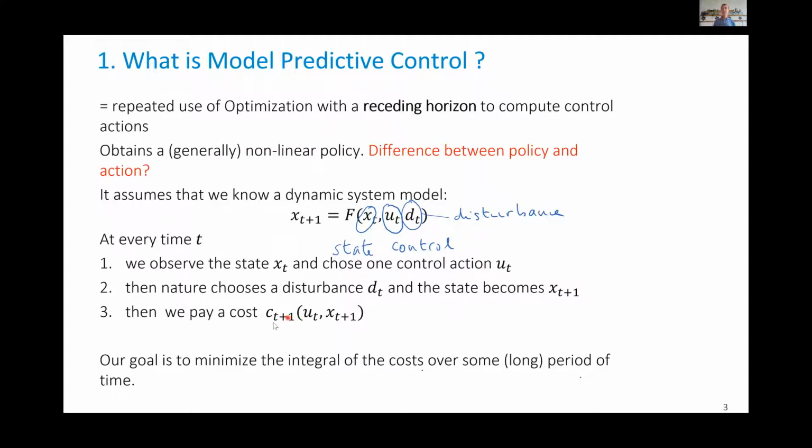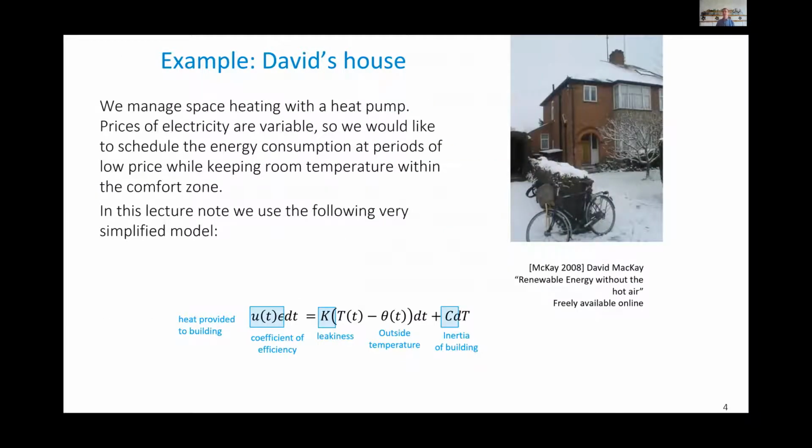Very often we will see that we add to costs things that we call soft constraints or penalty functions, that are a way to simplify, ease the job of the control by putting some of the constraints into the cost. We'll see that in a minute. And our goal is to minimize the integral of the cost over some long period of time. So that is similar to the dispatch plan problem we have seen in the past weeks. We'll apply this now to the user side, the demand side of the system.